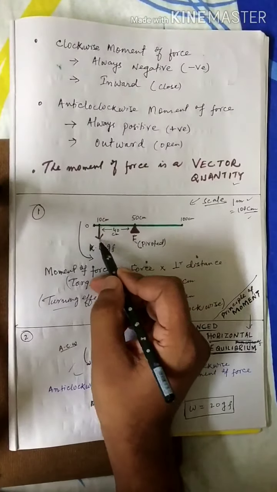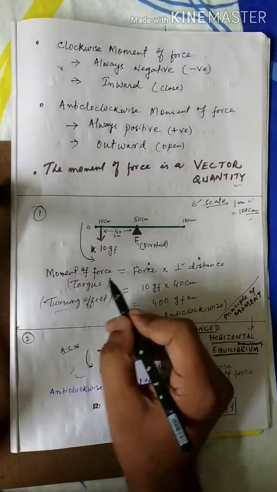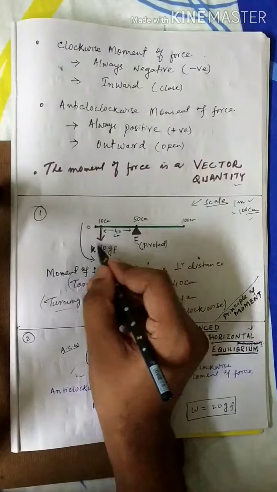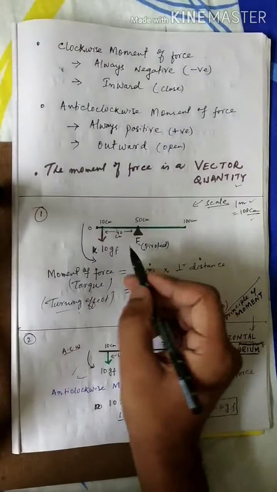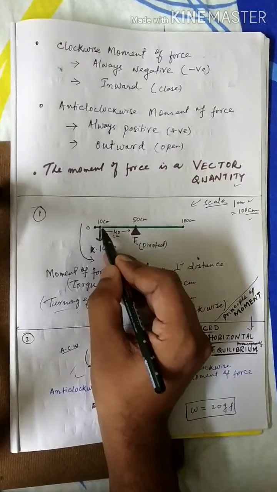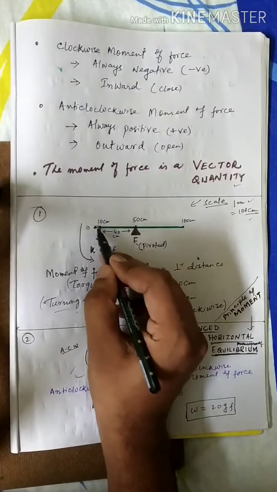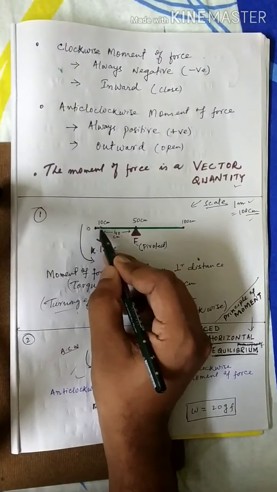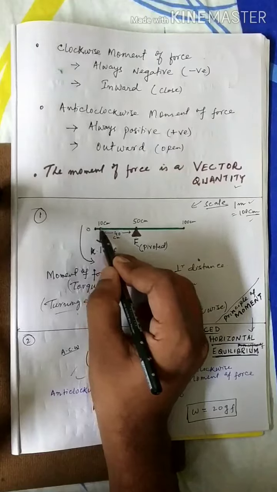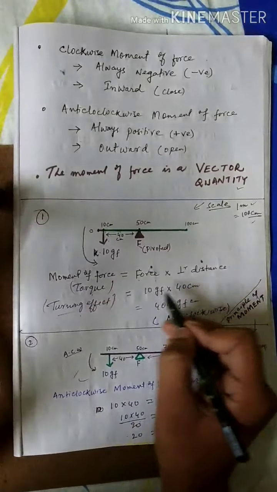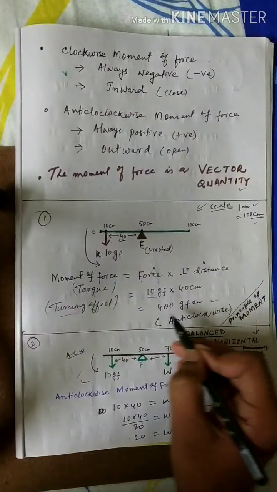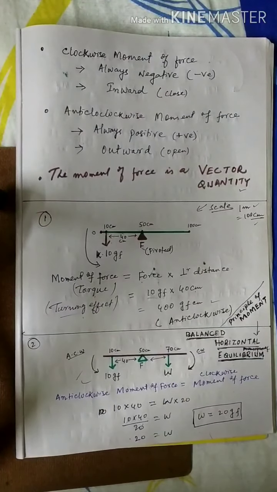Now what is the moment of force? Moment of force or torque or turning effect is equal to force into perpendicular distance. So this is the force, 10 gram force, and the perpendicular distance is from the pivot point to the point of application of force, which is 40 centimeters. So 10 gram force into 40, we get 400 gram force centimeter.